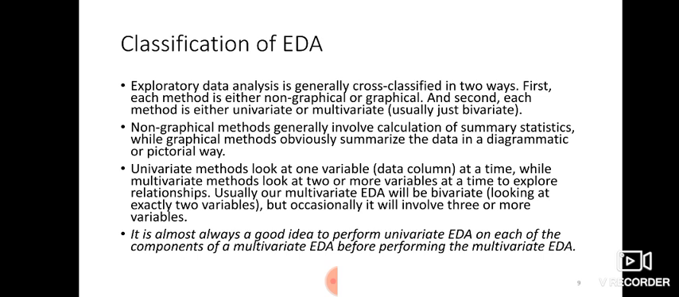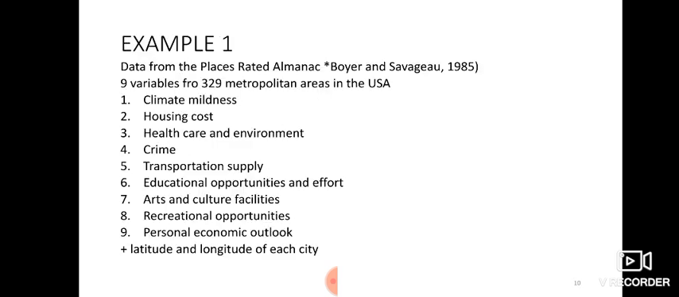Multivariate exploratory data analysis is often bivariate, that is, it looks at exactly two variables. Sometimes it involves three or more variables. It is a good idea to perform univariate EDA first. Before performing multivariate analysis, we should do at least univariate analysis, and only then move on to multivariate. Let's see some examples.